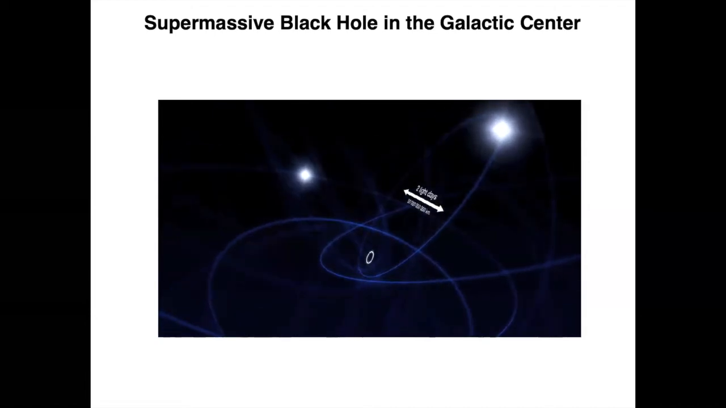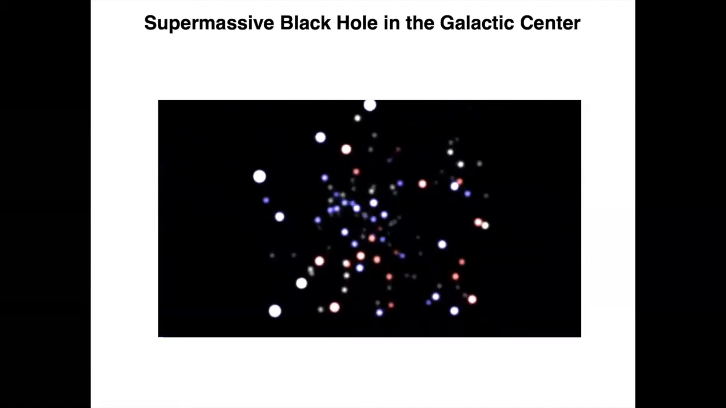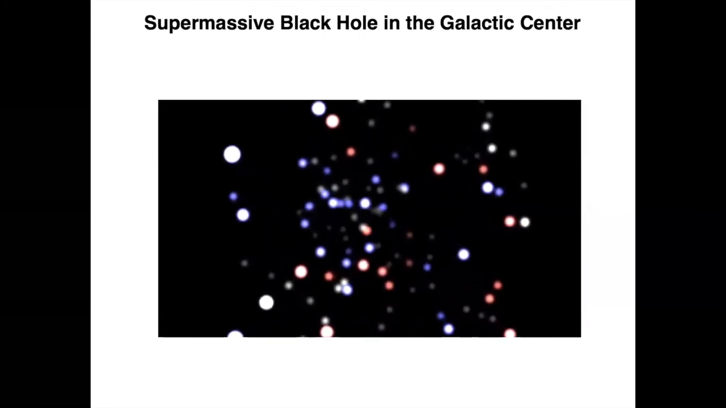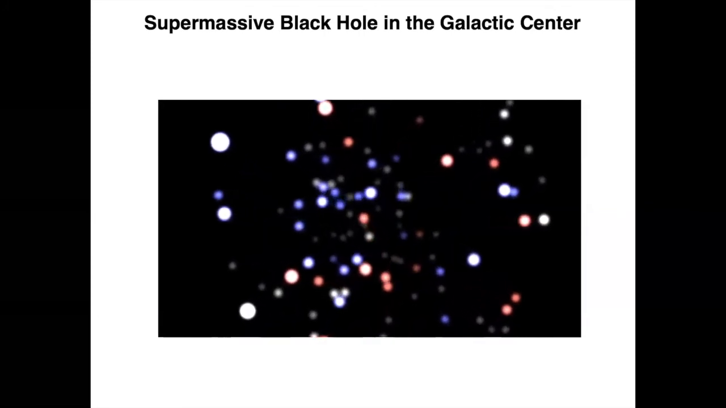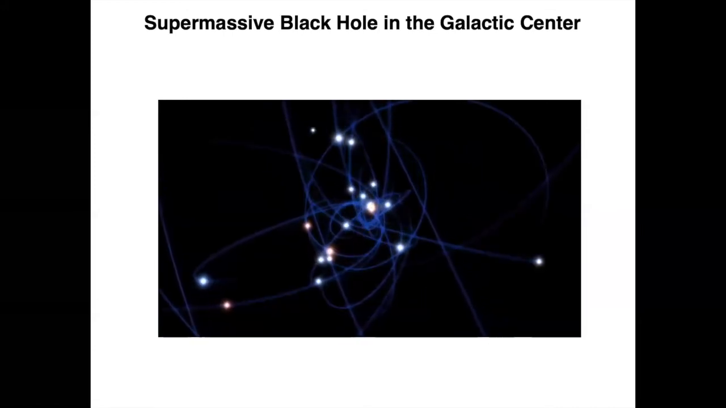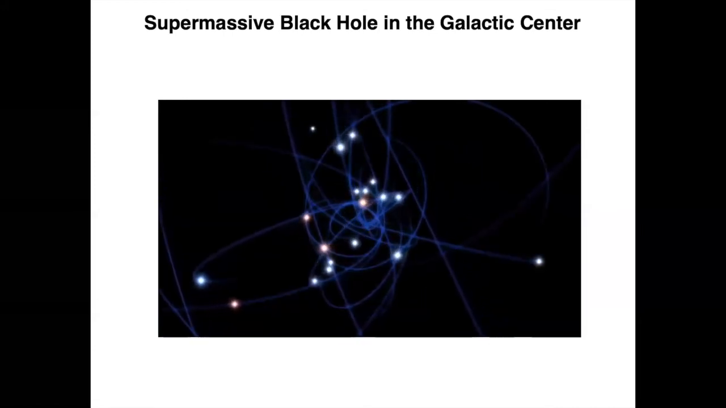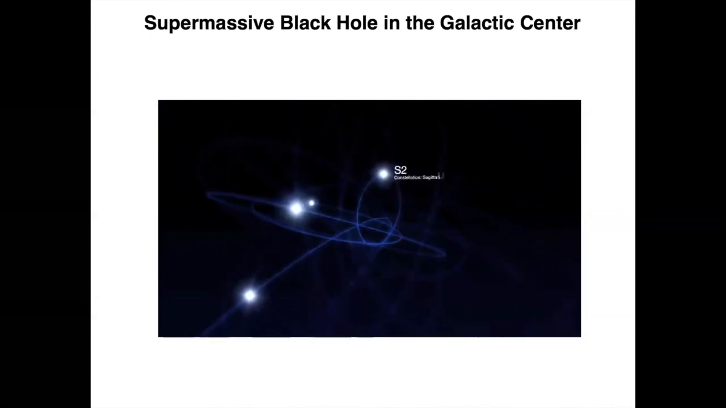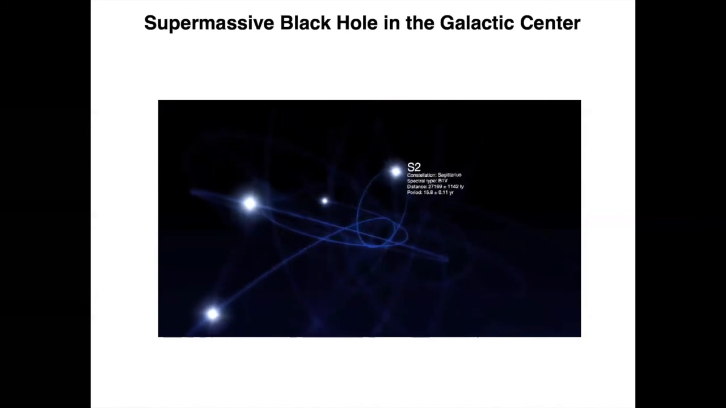Within about 0.2 parsecs of Sagittarius A Star, all the stars are on Keplerian orbits, indicating that their dynamics are dictated indeed by a single massive object at the center. Combining all the orbits of stars near Sagittarius A, if you do this Keplerian analysis for all stars, you find a mass of about 4 million solar masses for the black hole in the center of the galaxy.